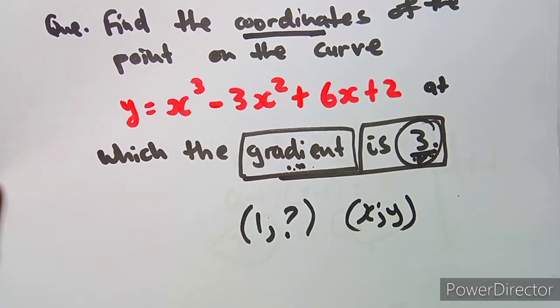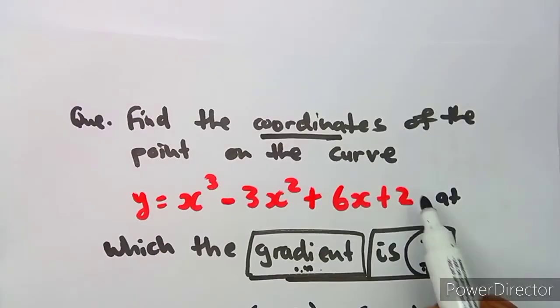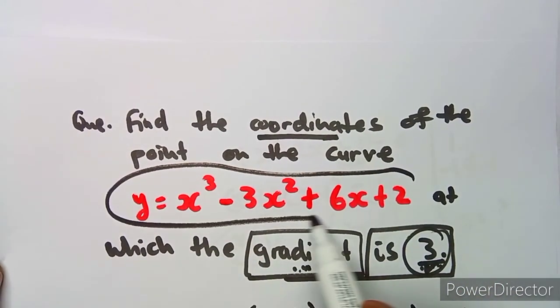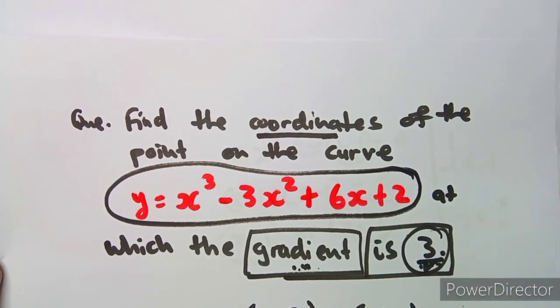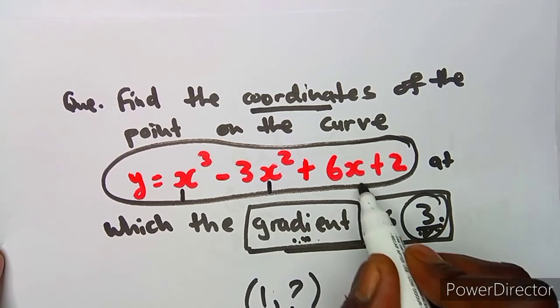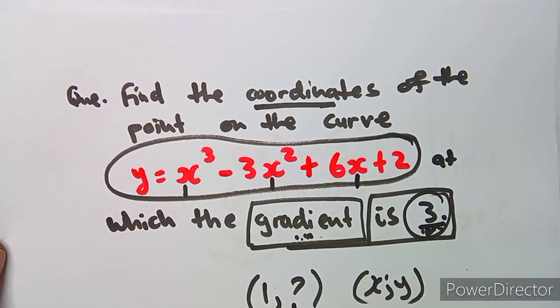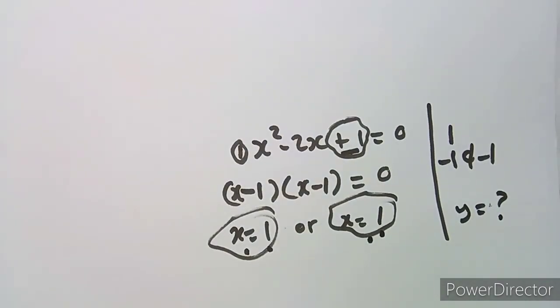So in this case, our x is 1. Where are we going to get the corresponding value of y? You substitute into the original equation, this one. In place of x, substitute 1, and if you do so, you're going to obtain the value of y, which is 6.